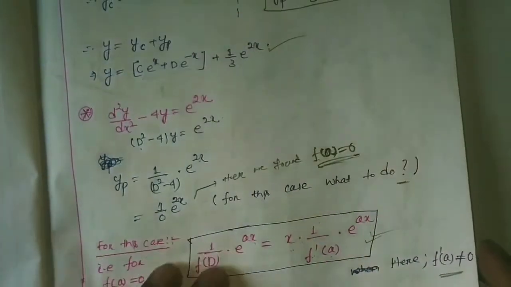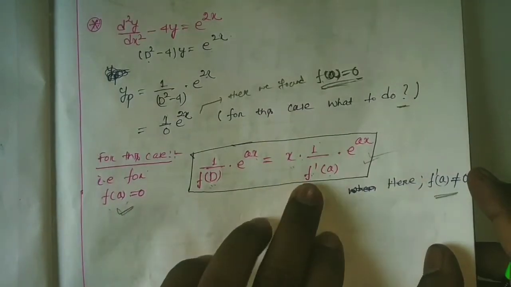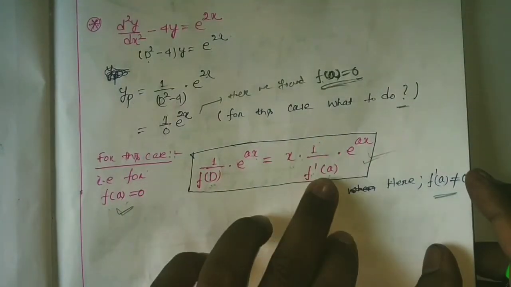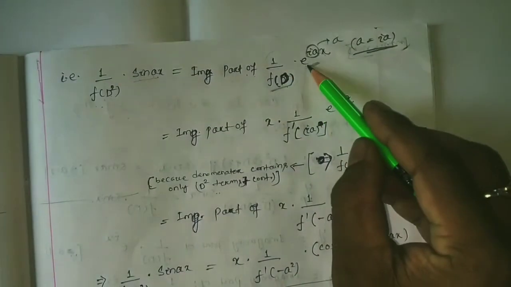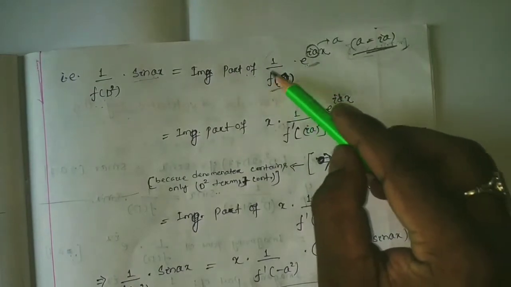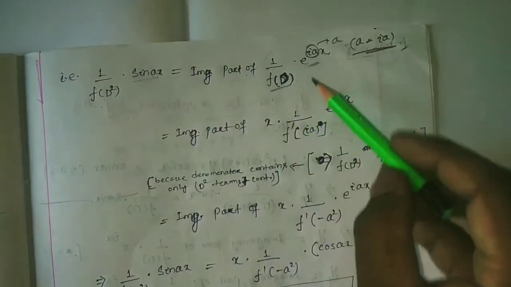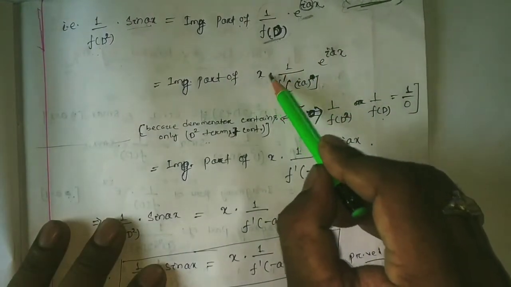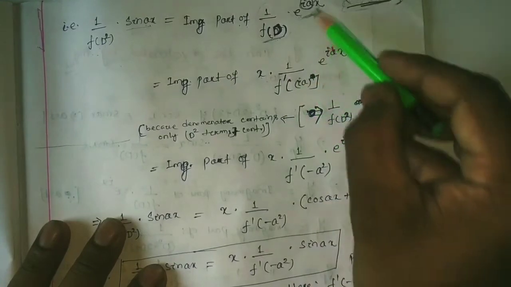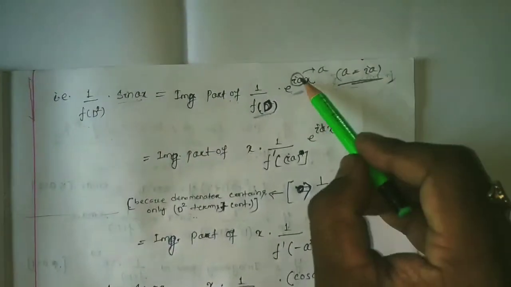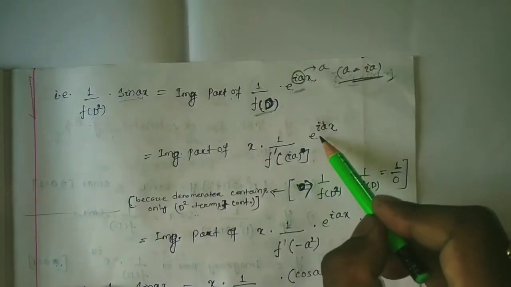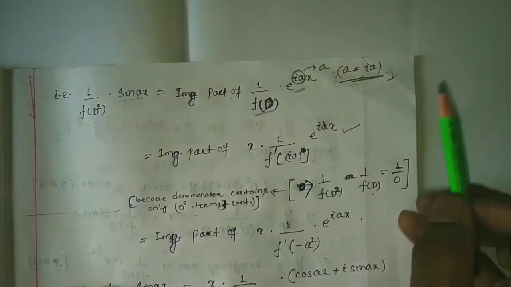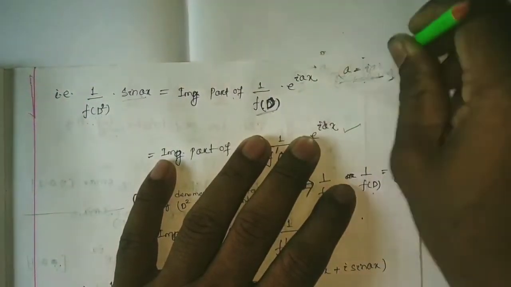Now as I told, if this denominator is going to be 0, then it will be x into 1 by the derivative at that point a, and e to the power ax. So here for e to the power iax, 1 by f of D, and f of D is 0, then what we have to do is x into 1 by f dash ia. As I told, this is the so-called a, the coefficient of x, so this will be f dash ia into e to the power iax. Okay, I have to remove this one, otherwise it will confuse iax.